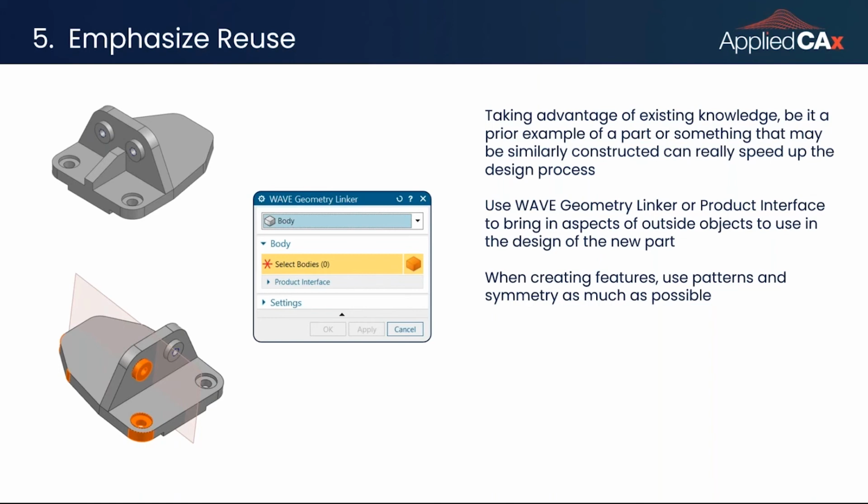And then, as always, when you're creating actual features, you want to make sure to pattern as much of it as seems possible, or use as much symmetry as you can, and it speeds the process up a lot and keeps your part a little more robust than it otherwise might be.